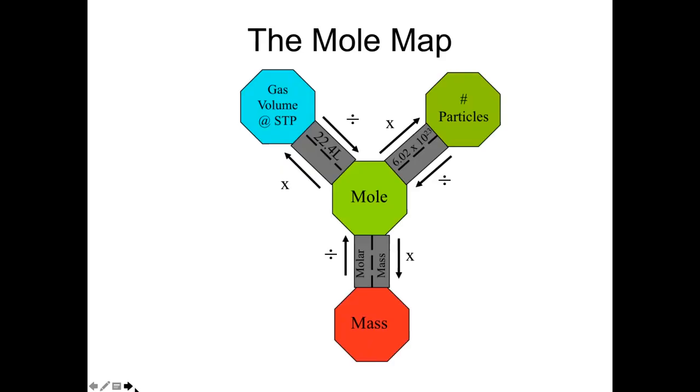So back to our mole map. The examples that we just did were items going from mass to moles. So each of those 3 examples with the beverages, we went from the mass to the moles, and then we set it up in a 1 T-chart to make that happen.